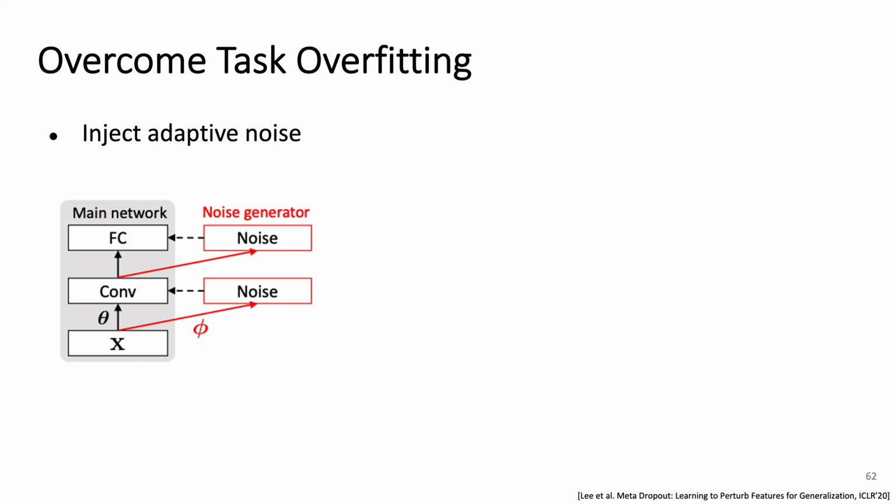Another type of research focuses on whether we can inject some adaptive noise. It's motivated by dropout, but they want to learn how to perturb the features to improve the generalization. Here we see that they introduce another parameter phi, which is also learned in the outer loop. For each input x, they use phi to learn some noise, and this noise will be injected into the convolutional layer. For each layer they have some noise generator, and it seems that they introduce more data samples or add some perturbation on the previous features.